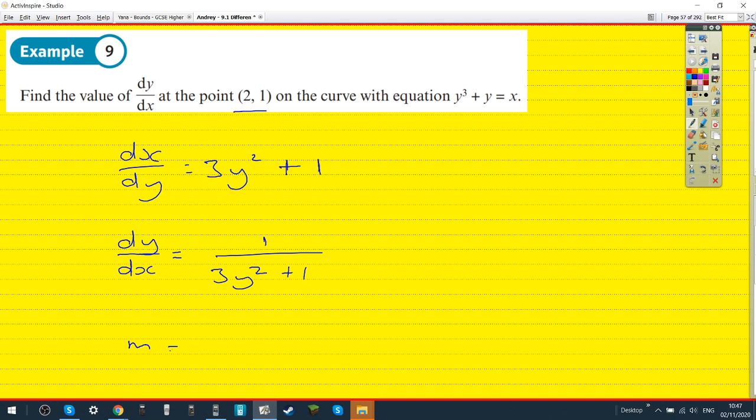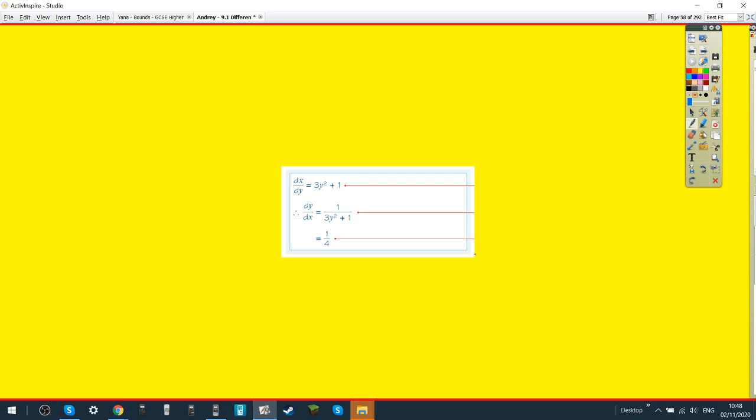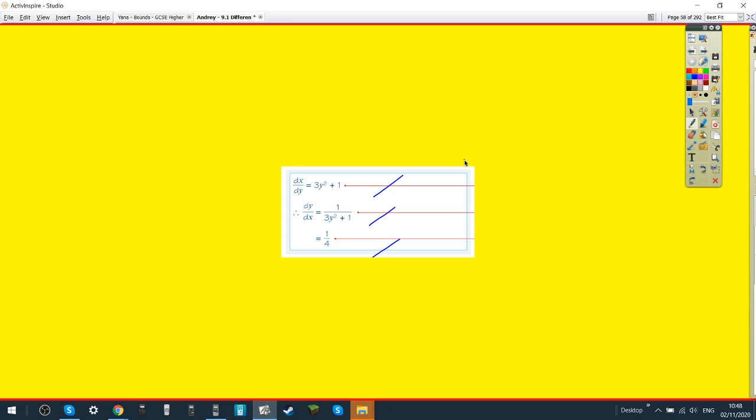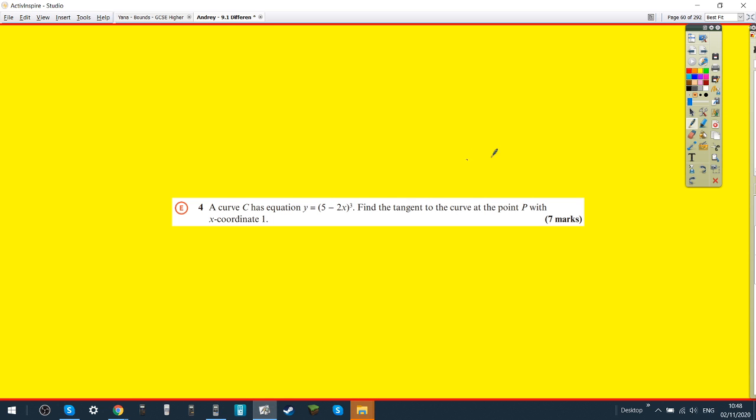I'd sub in 1 for y. I think so. And you would get 1 over 4? Let's see. 1 over 4. Hey, that was the correct way to do it. So the other way will work, but you might not be able to get rid of the y completely. You might not be able to factorize completely.